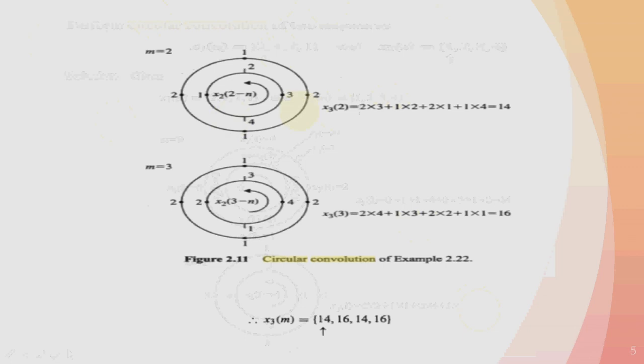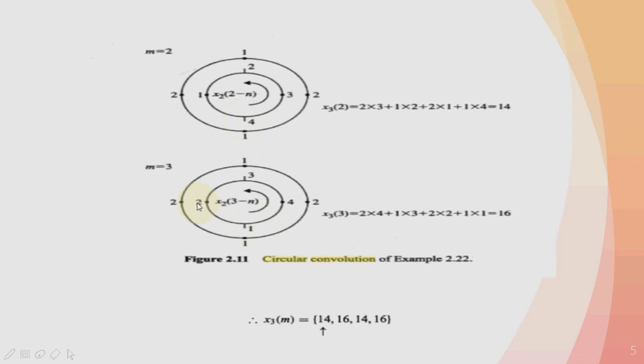Again rotate one more sample point, so you will get one starting point here. So that is 1 2 3 4. Keep the outside circle as it is. So again multiply the points. 2 multiplied by 3 plus 1 multiplied by 2 plus 2 multiplied by 1 plus 1 multiplied by 4, so it is 14.